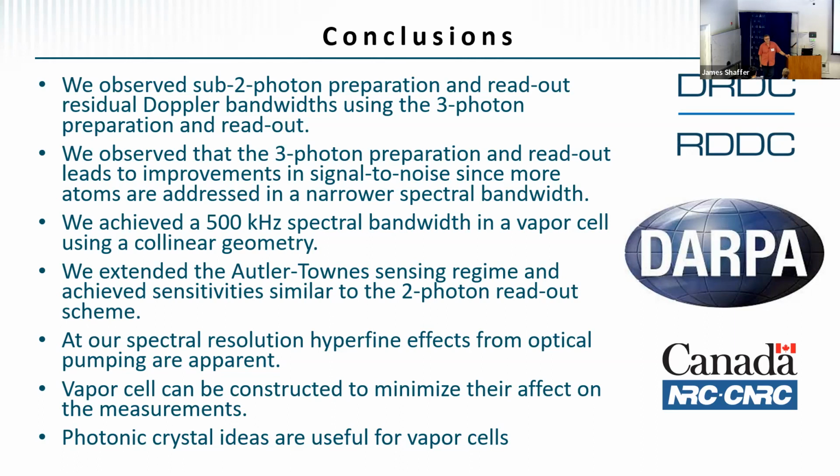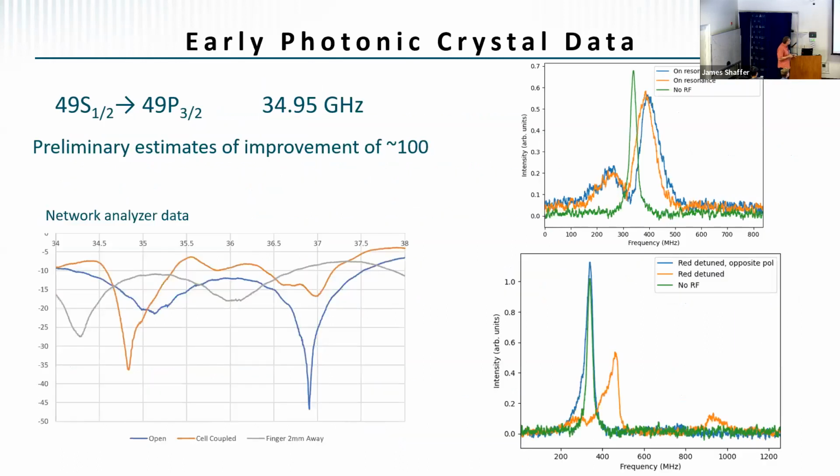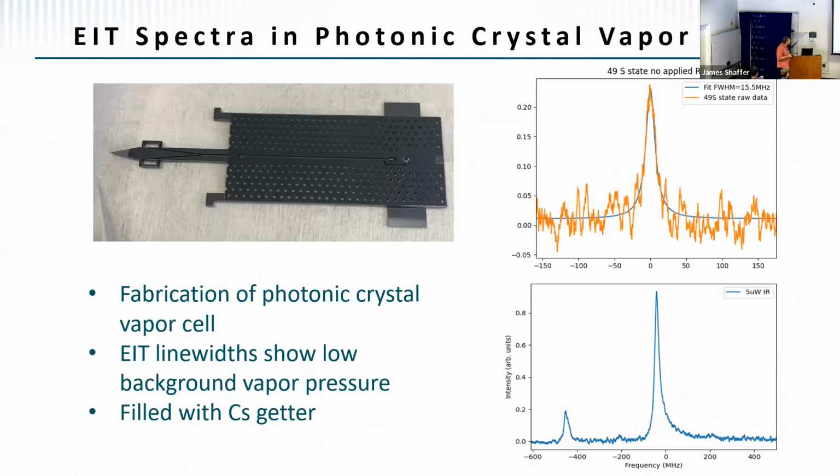I was just wondering, a couple slides back, you showed the spectrum for 49S, and it looked like the background had some kind of oscillatory. Yeah, it looks like there's some kind of oscillatory. Oh, this one right here. Yeah, I'm wondering if you know what that could be.